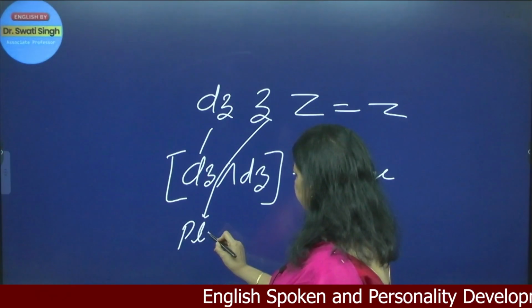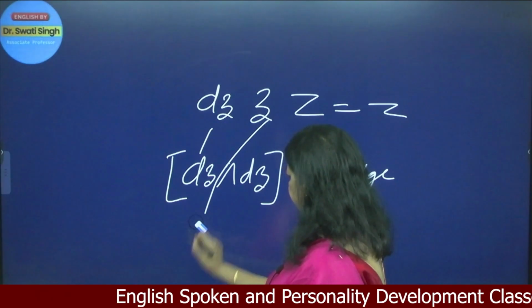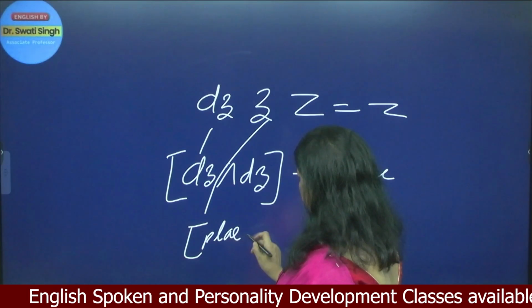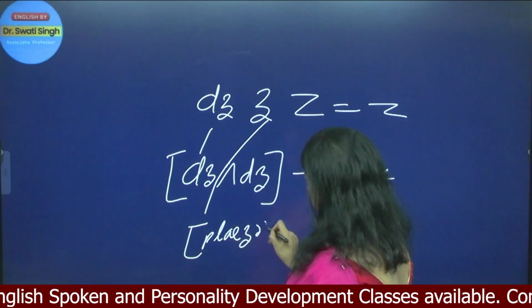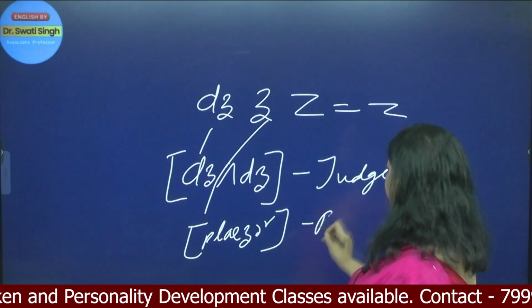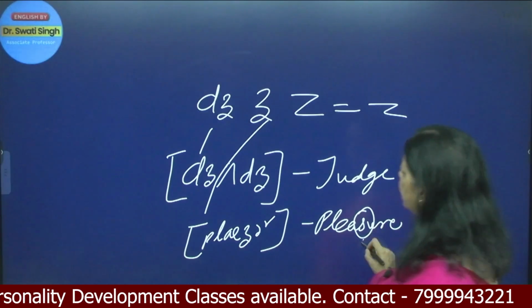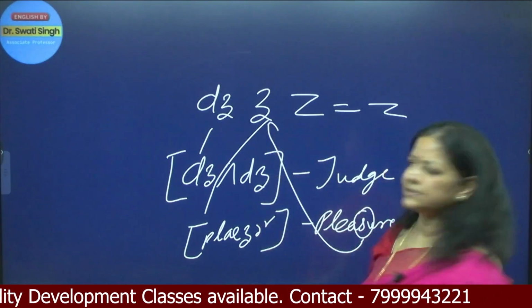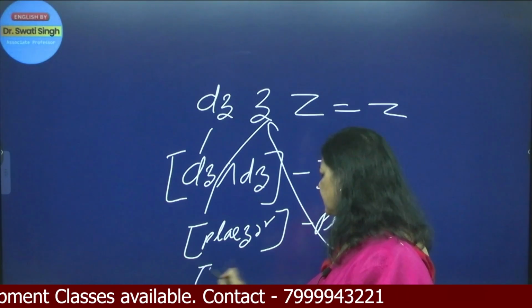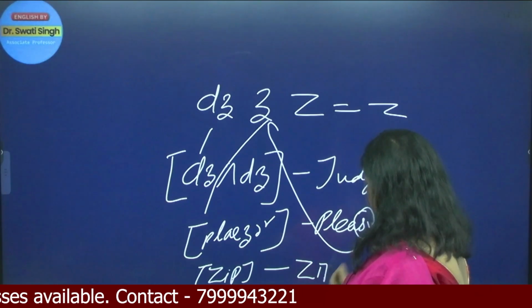This is an example of pleasure. Right? So here this S is pronounced like this, pleasure. And another example is zip. That's an example of zip.